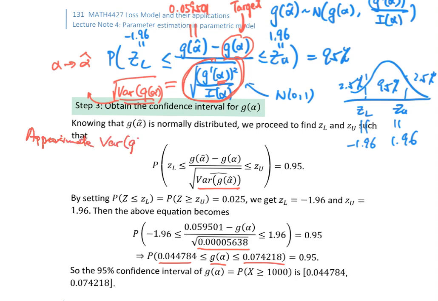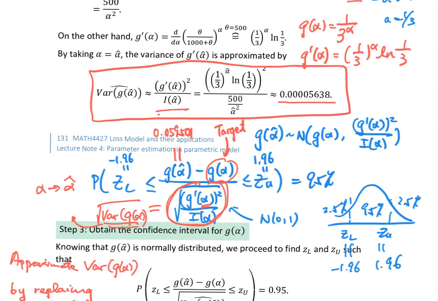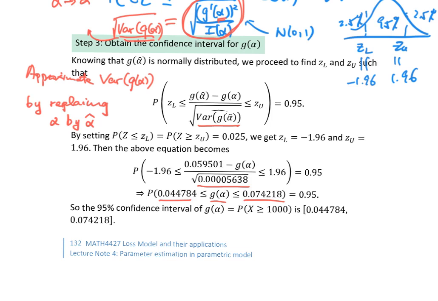variance by replacing the alpha by the alpha hat in the formula. So that means we will try to do this approximation, so that this variance will become a number, and then this inequality will be very easy to solve. This is the trick that we always use in this delta method. Now, this is the example 30.